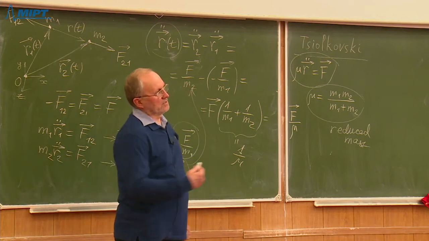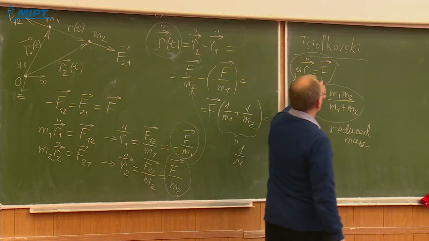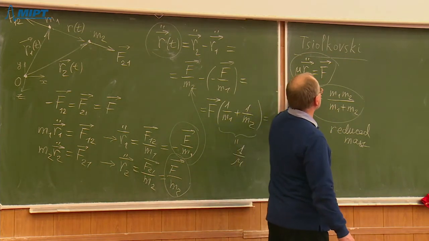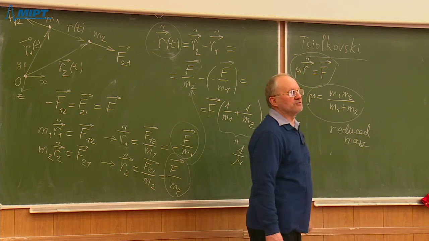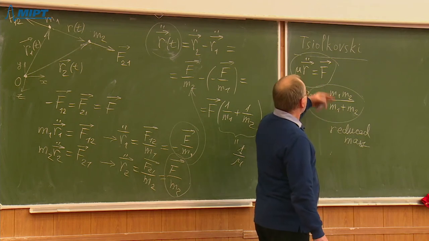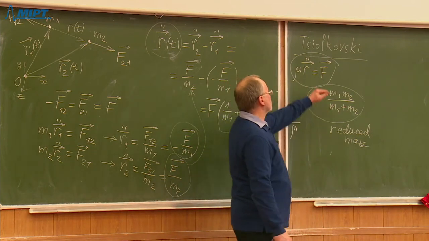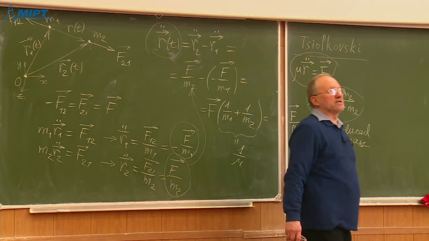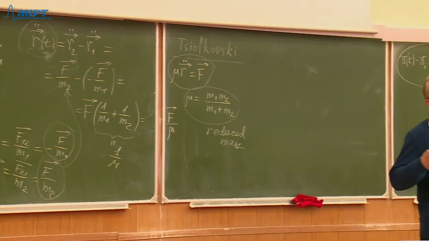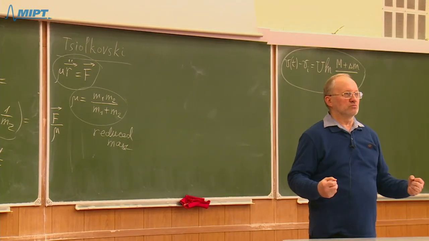The force acting on the second body due to the first body. So again, we obtain something looking like Newton's second law, but the mass is different, the mass is the reduced mass, and this equation is very important whenever you consider motion of two bodies interacting gravitationally, like the Earth and the Moon.